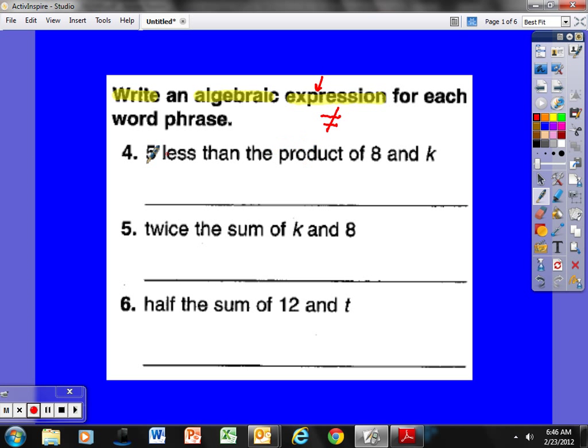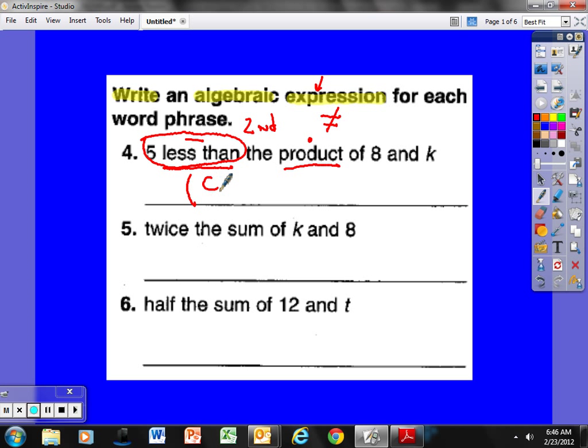So looking at the first one, 5 less than the product of 8 and k. Less than means to subtract. Product means to multiply. Now it says 5 less than, so I am taking 5 away from something that's already been started. Because it's 5 less than something, that's going to come second in my expression. The first thing is the product of 8 and k. So I could put this in parentheses. I don't have to, but I can.